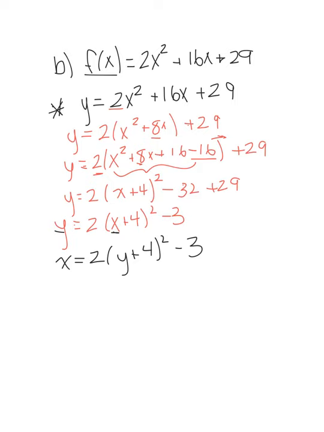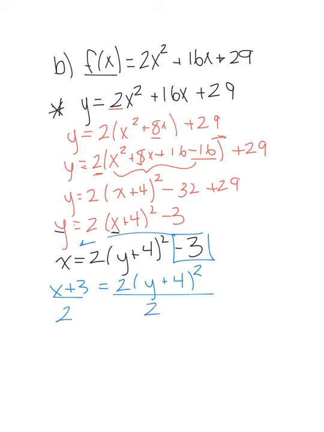Now that we've switched the x's and y's, we are going to be solving this equation. So the first thing that we need to do is move this negative 3 to the other side of the equation. So we are going to get x plus 3 is equal to 2(y plus 4) squared. The next thing that we're going to be doing is dividing both sides by 2. So (x plus 3) over 2 is equal to (y plus 4) squared.